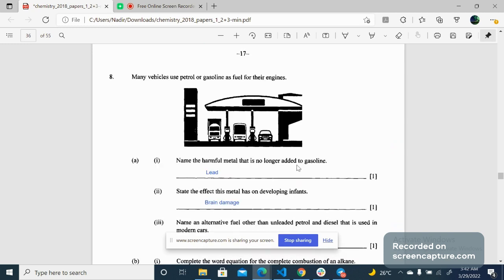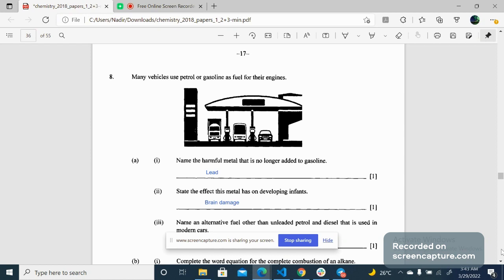Now question number 8. Many vehicles use petrol or gasoline as fuel for their engines. So yes, this is the case. And subsection A, part 1 says the harmful metal is no longer added to gasoline. So the harmful metal that used to be part of gasoline was lead, and it's not that common these days to have lead in gasoline due to its harmful characteristics. It's not part of gasoline anymore. So commonly it's not there.